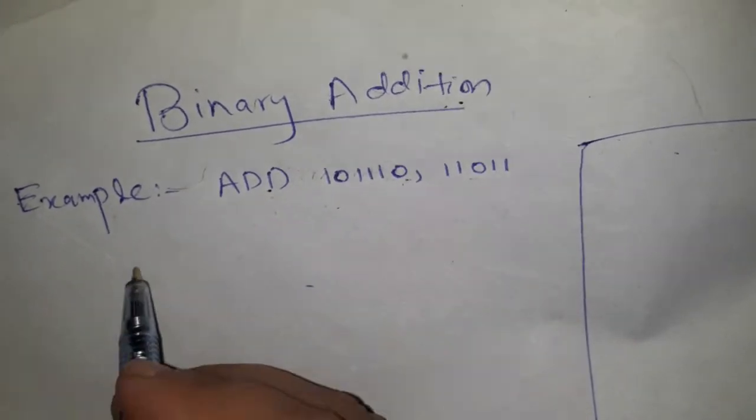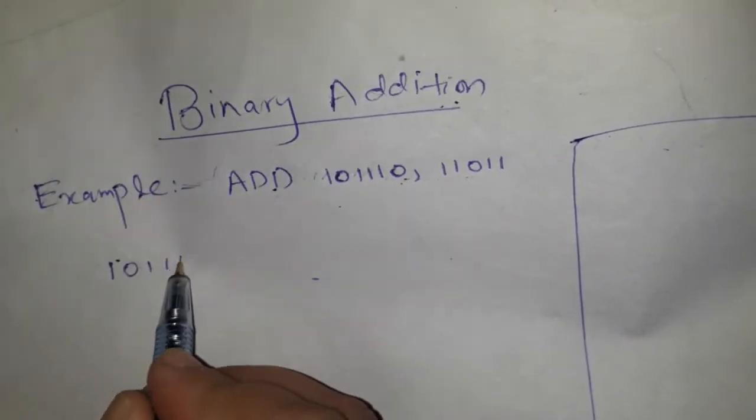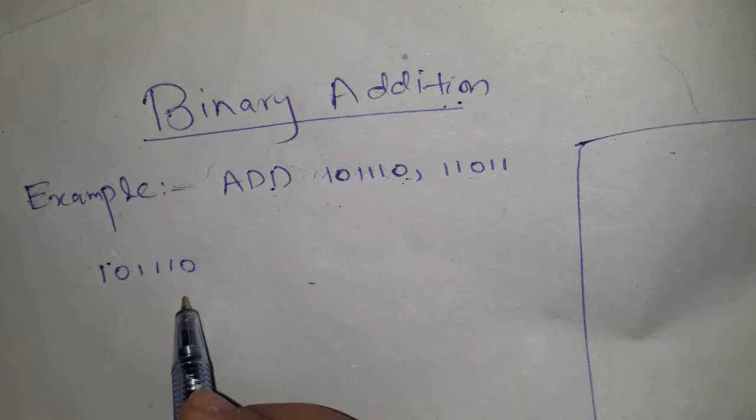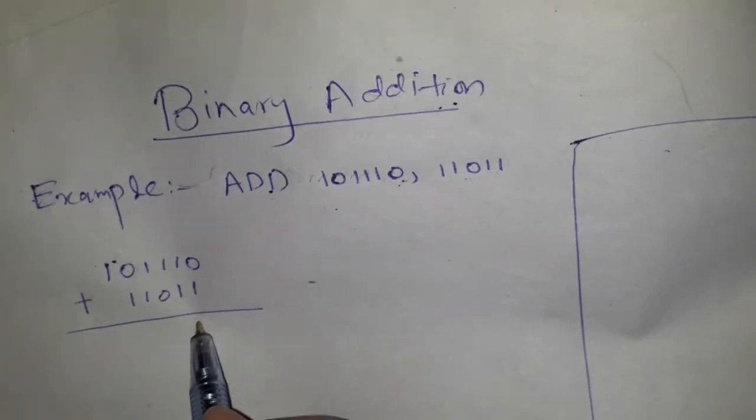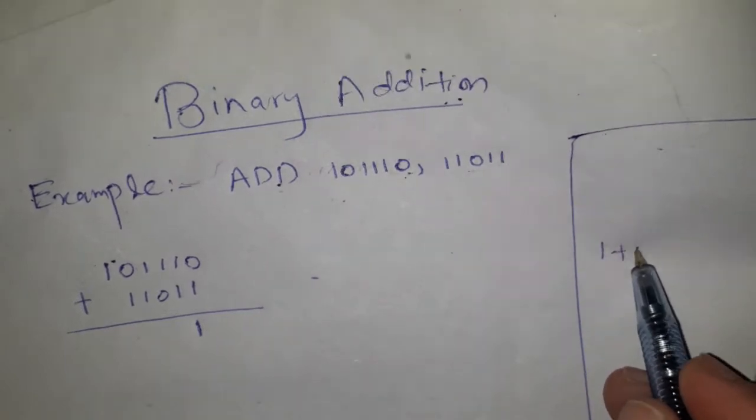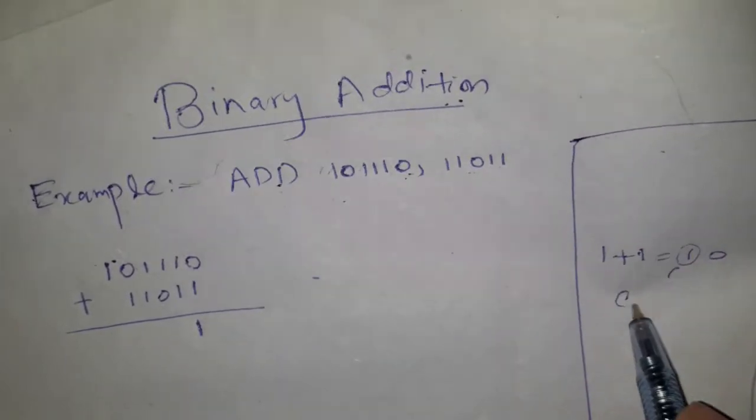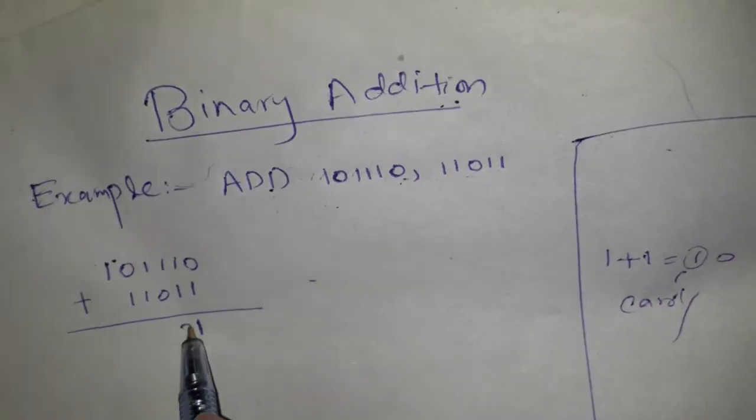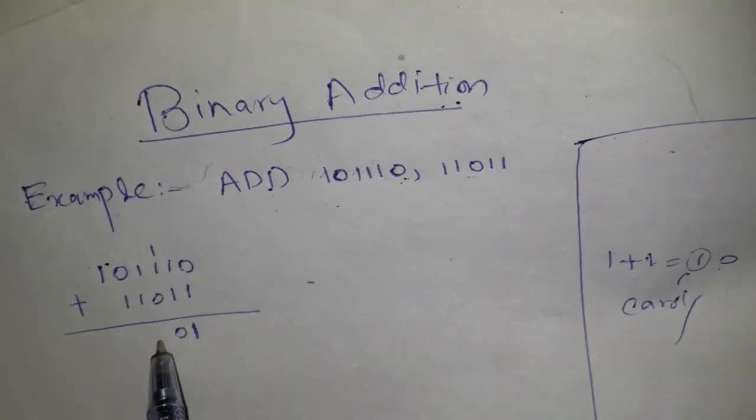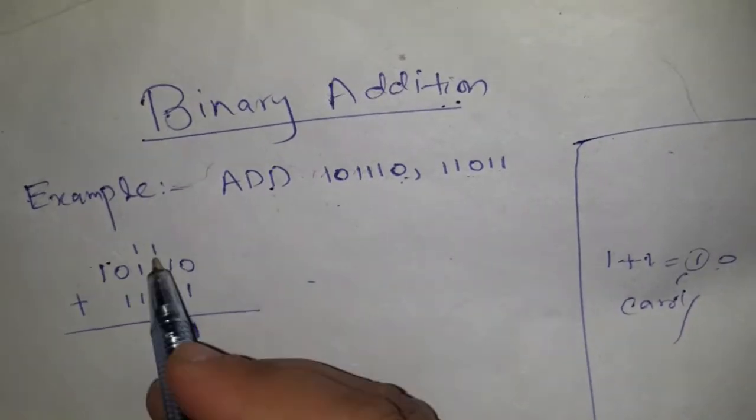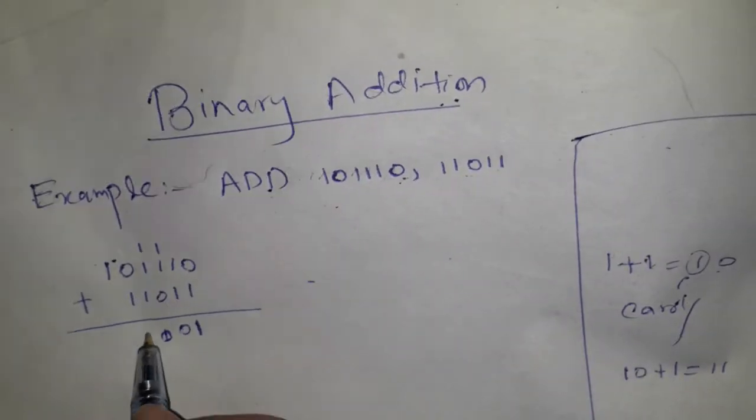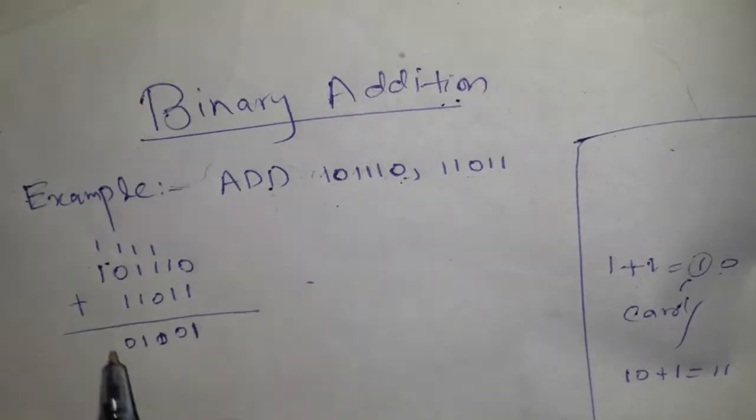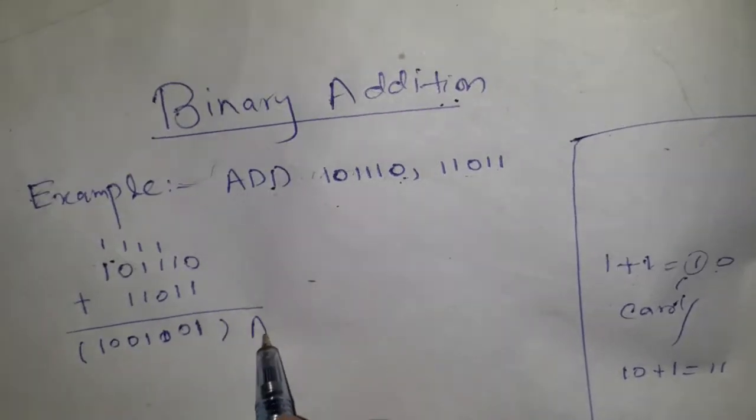Another example for binary addition. The numbers are written from right to left and added from the right side to the left. So if there is any carry, then the carry is again added to the next digits. Now this is the required answer.